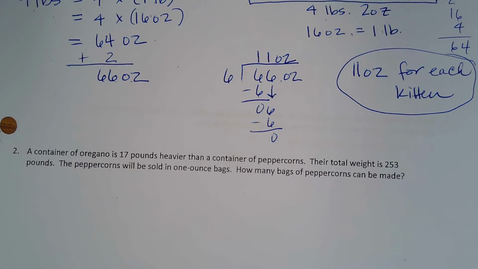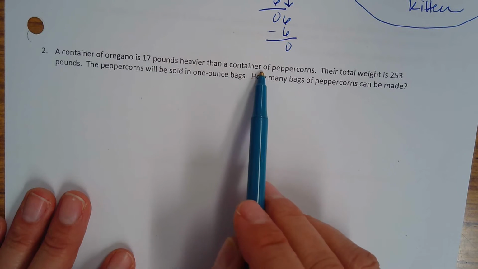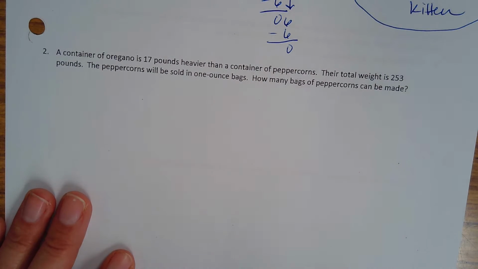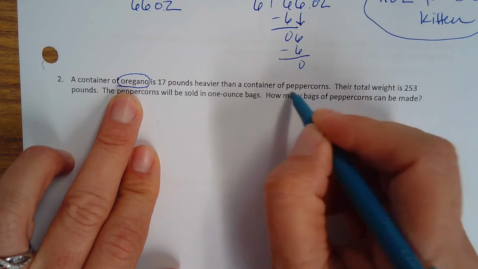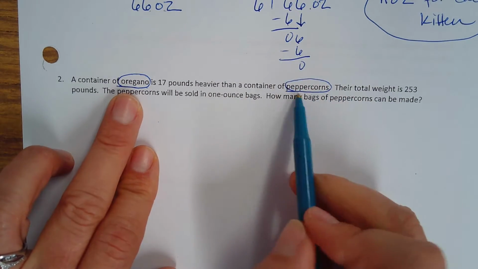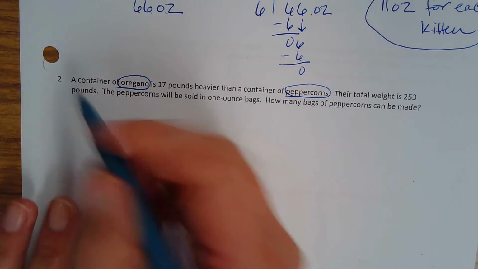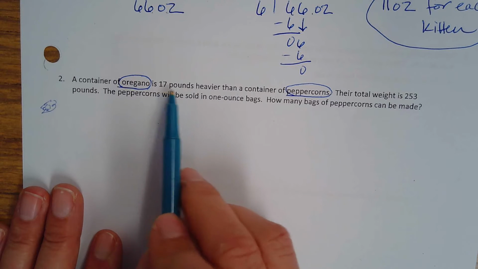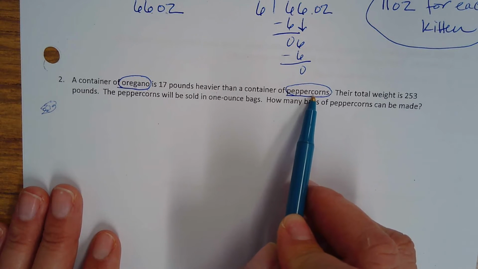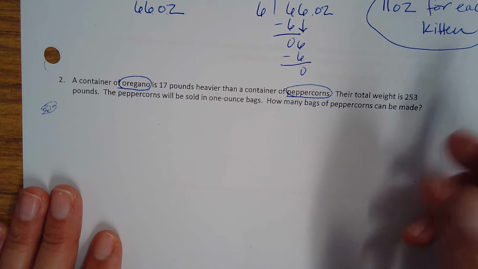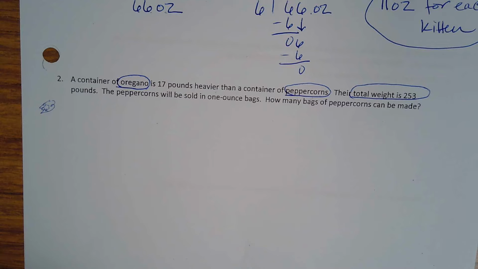All right. Problem 2. A container of oregano is 17 pounds heavier than a container of peppercorns. Number 1, do you even know what oregano is? Yes. No. All right, so oregano is a spice you would put on anything Italian. Peppercorn is what you might put on a salad. It's just a spice. So a container of oregano, which is usually little flakes, is 17 pounds heavier than a container of peppercorns, which is hard to believe. Their total weight is 253 pounds.